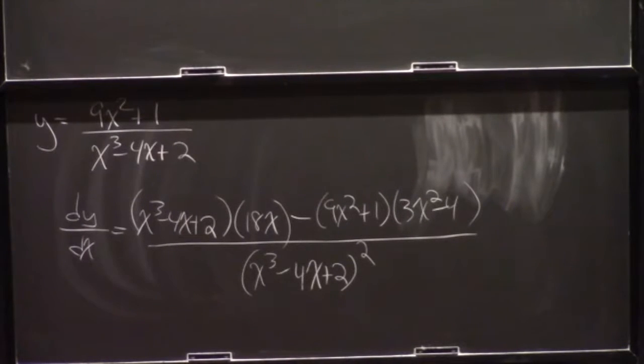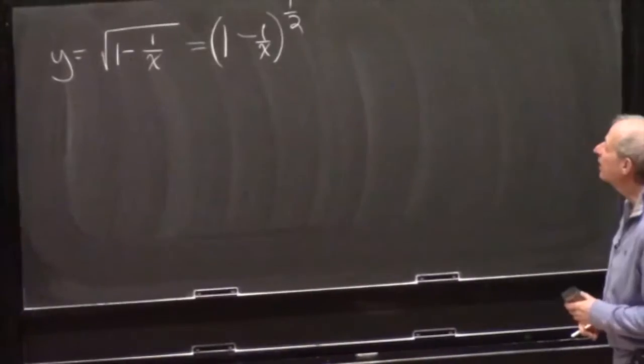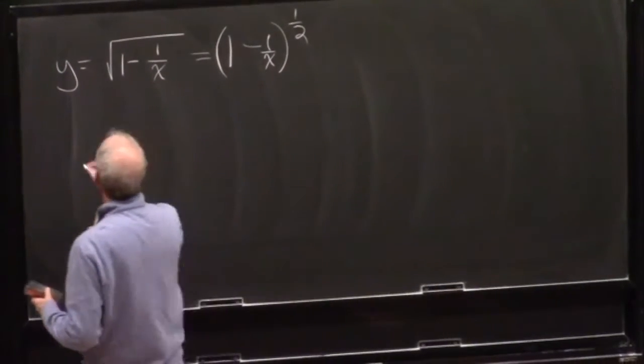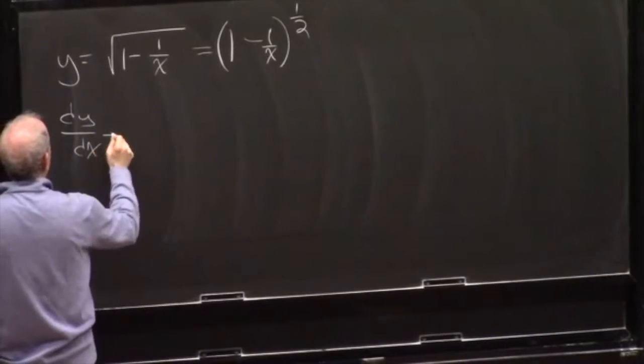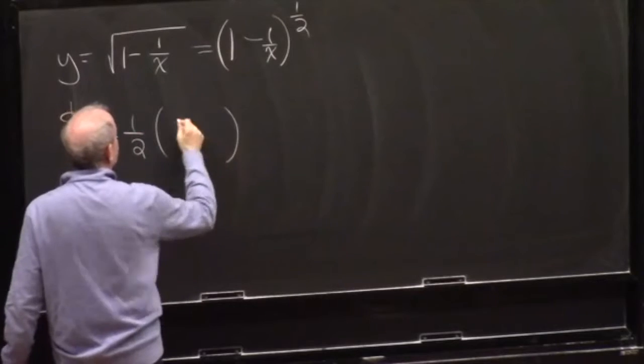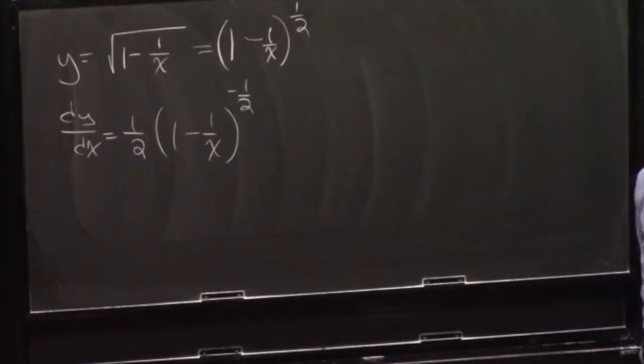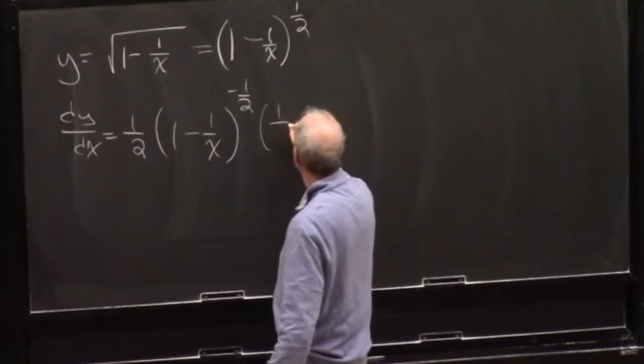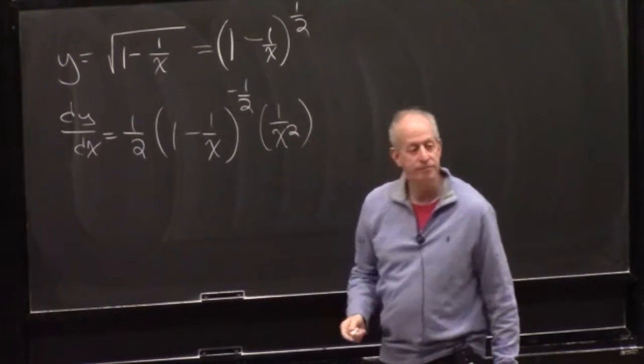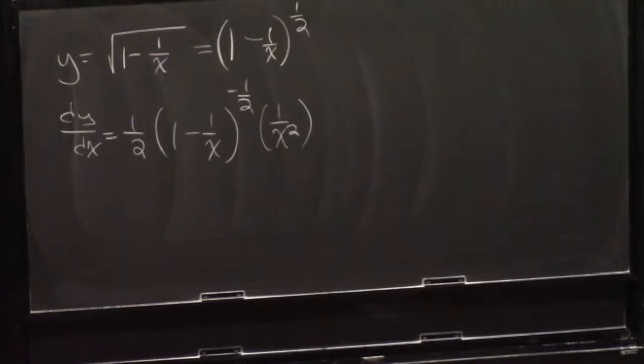Good. All right, third. This is also chain rule. So one thing you could do is rewrite this to the 1/2. The derivative is 1/2. Leave the inside alone, to the minus 1/2. What's the derivative of 1 over x? Negative 1 over x squared. So the derivative of negative 1 over x would be positive 1 over x squared. Good?